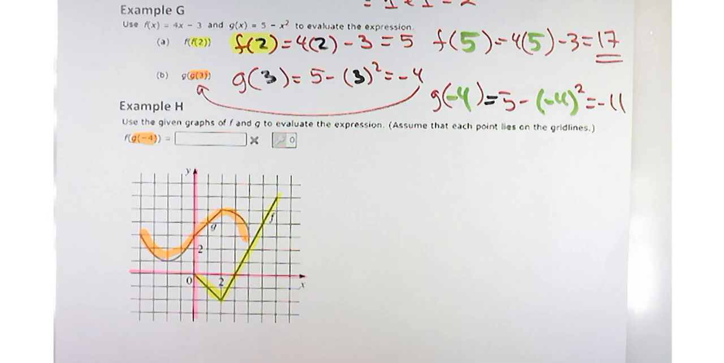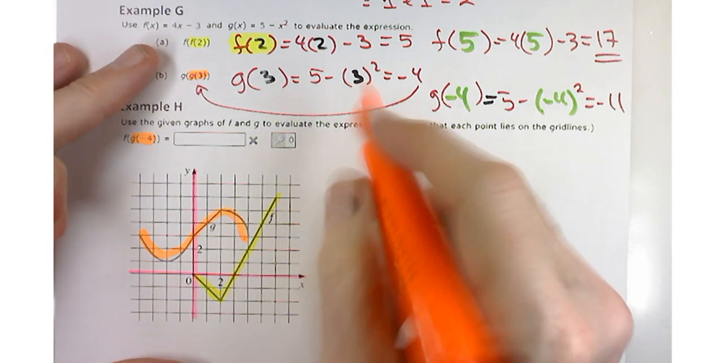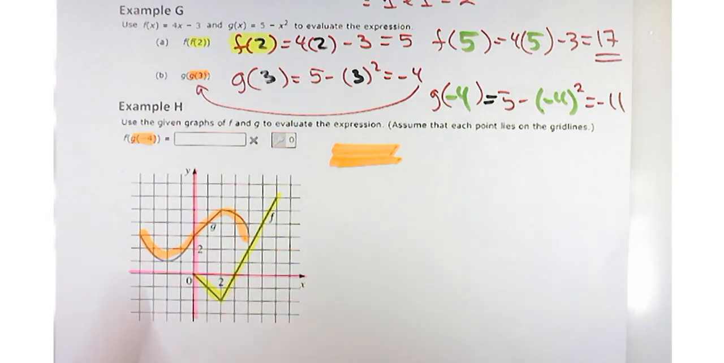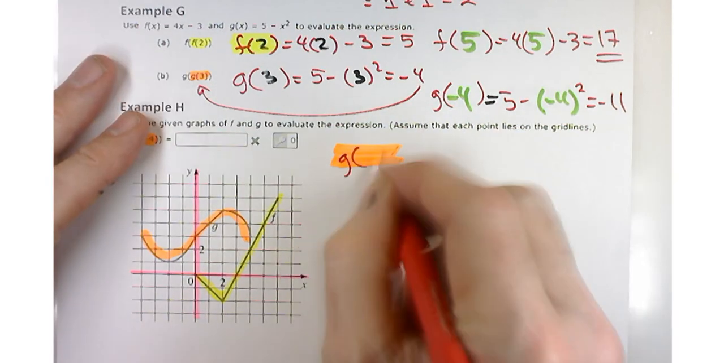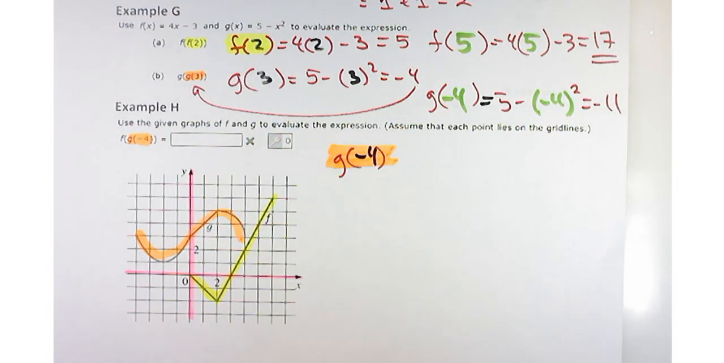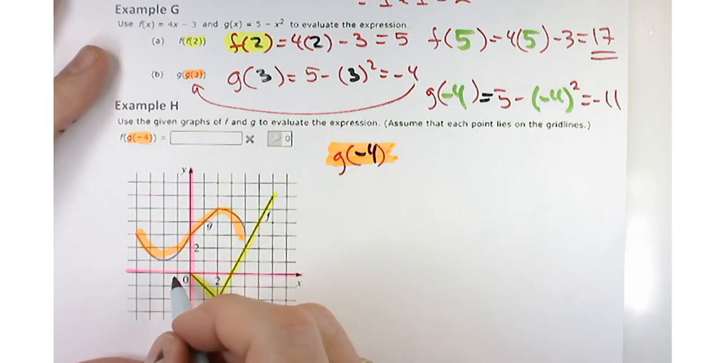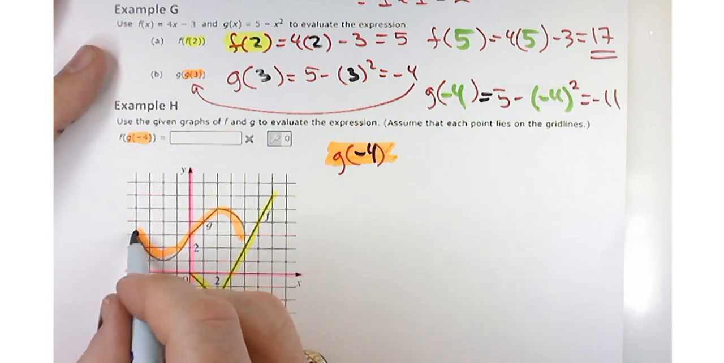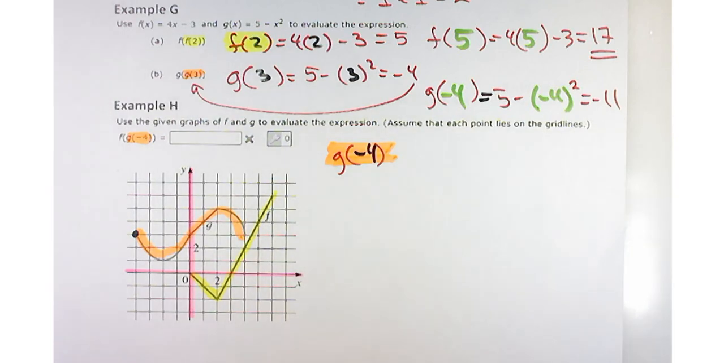Kyle, where should I start on this one? Where would you start if you were working on this? The g of negative 4. Yeah, let's start at g of negative 4. You start from the inside and you work your way out. So g of negative 4. And Brandon, what's g of negative 4 going to look like for us? 3. Yeah. So negative 4 is out here. G of negative 4 looks like 3. So perfect.